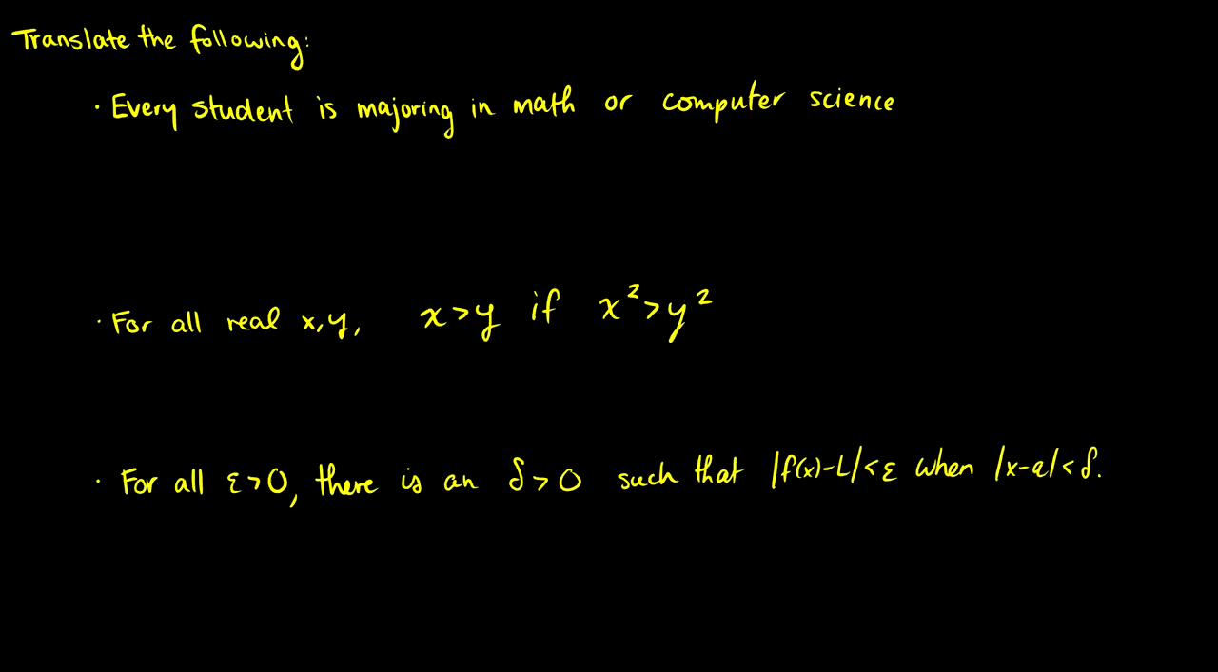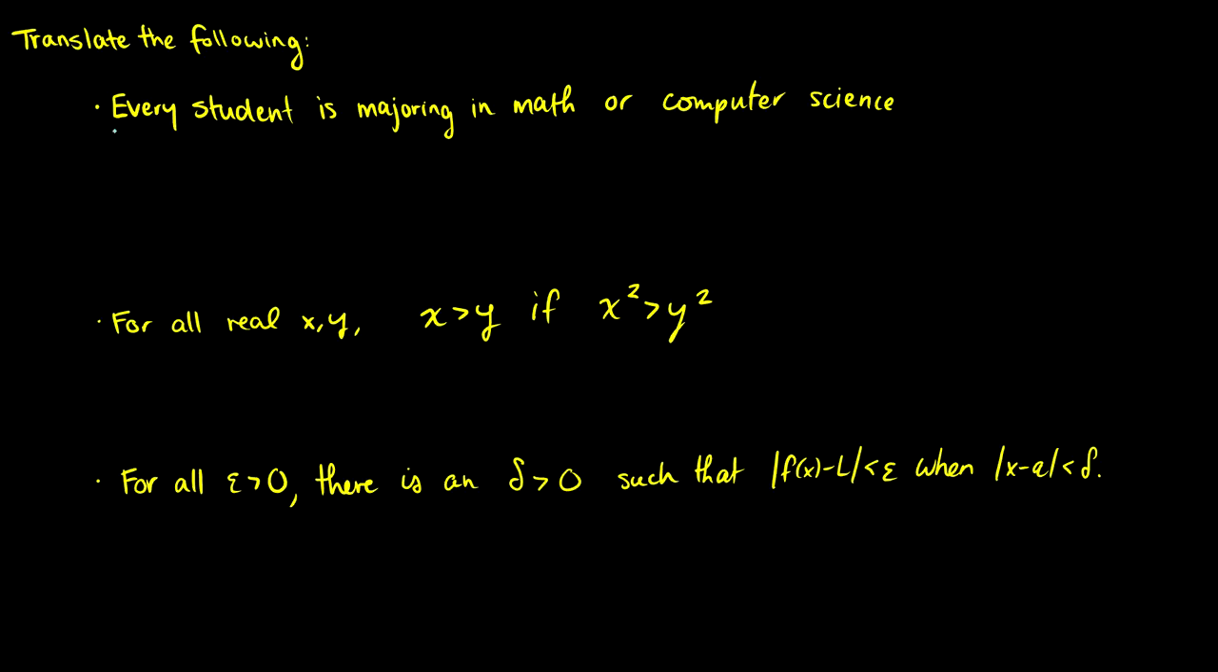Alright, in this video we're going to translate some sentences into quantificational logic, and then we're going to negate some quantificational logic statements and reduce them as far as we can. Okay, so first question, we're going to translate these. Our first question is, every student is majoring in math or computer science. I'm not going to define anything explicitly, but I just want to show you the process here.